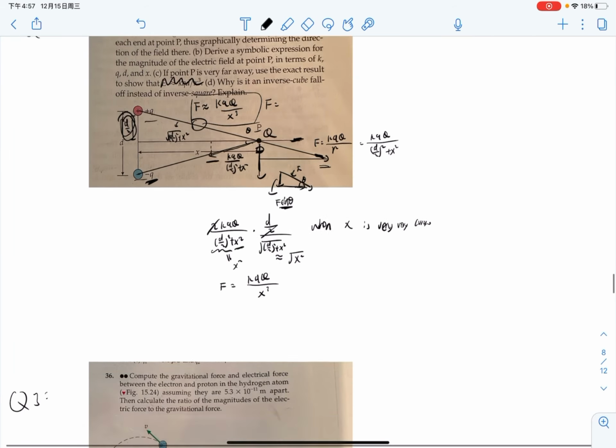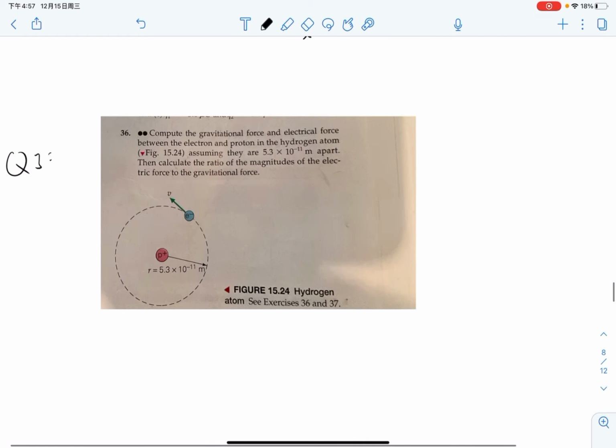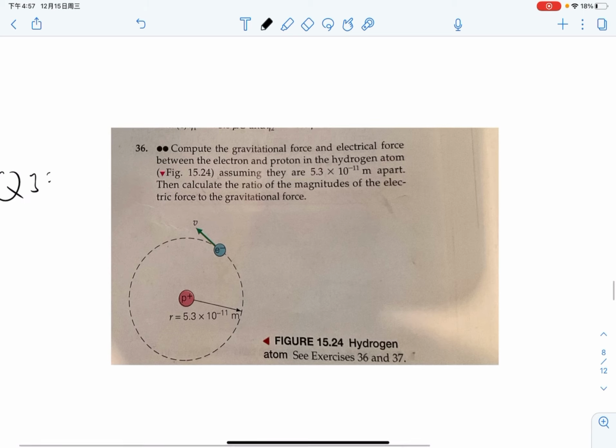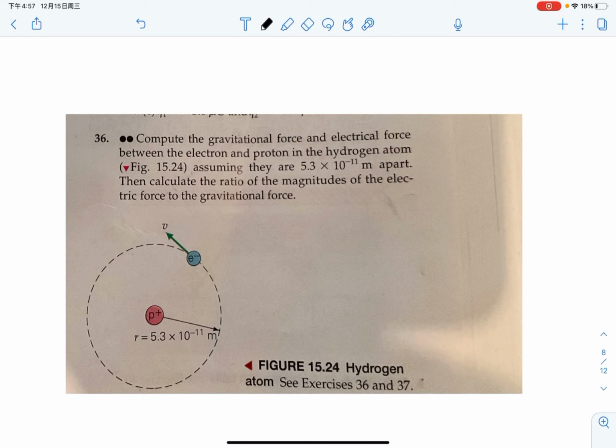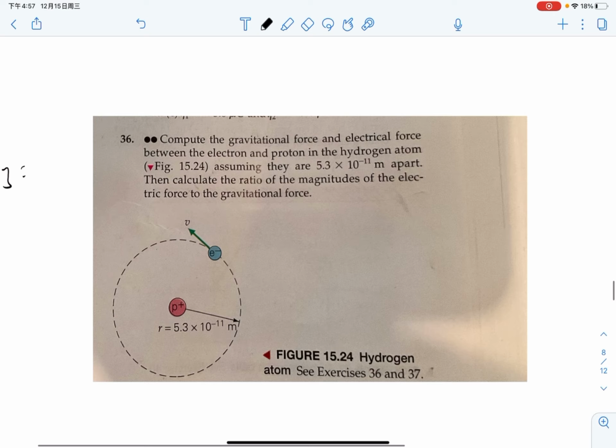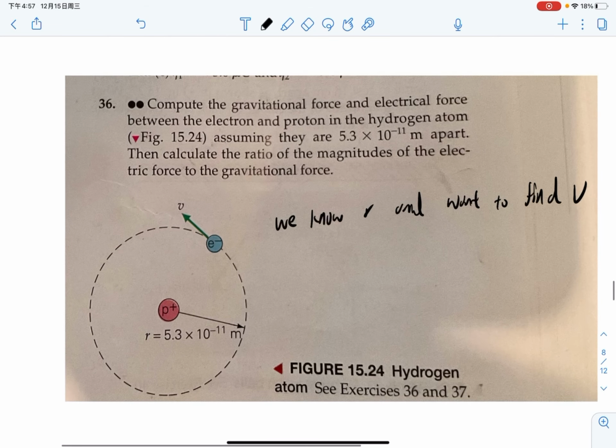And moving on to question 3. In this case, I will change the question a little bit. In this question, we know R and Y, and we want to find V.